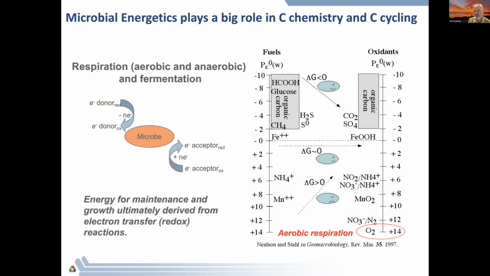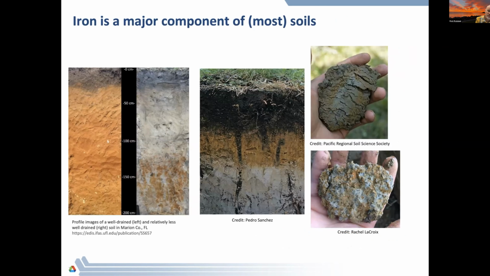Maybe go back here and just point out, in the middle of the diagram, there is an implicit respiration on iron oxides right about here, which is also a net energy gain for microorganisms that respire on these minerals. They evolved to do this because iron is a major component of soils throughout the earth, and so it's readily available to organisms for a respiration process.